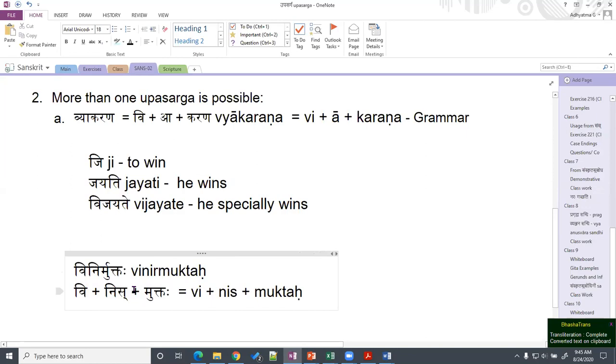So there are two prefixes here. Mukta means free, and Vimukta is pretty much used in the same sense, totally free, liberated.